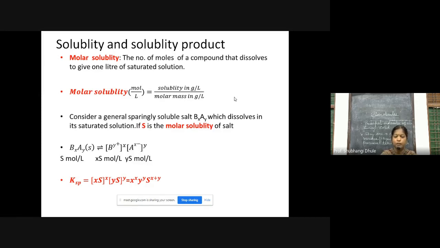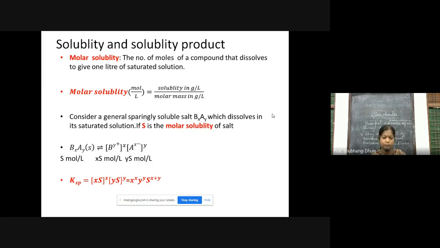So if the salt B_xA_y is dissolved and its solubility is S moles per liter, then it gives the cation x into S moles per liter, and the anion y into S moles per liter. This salt is a sparingly soluble salt. Now we know that the cations will be xS moles and the anions will be yS moles. Now we are going to apply the KSP expression.